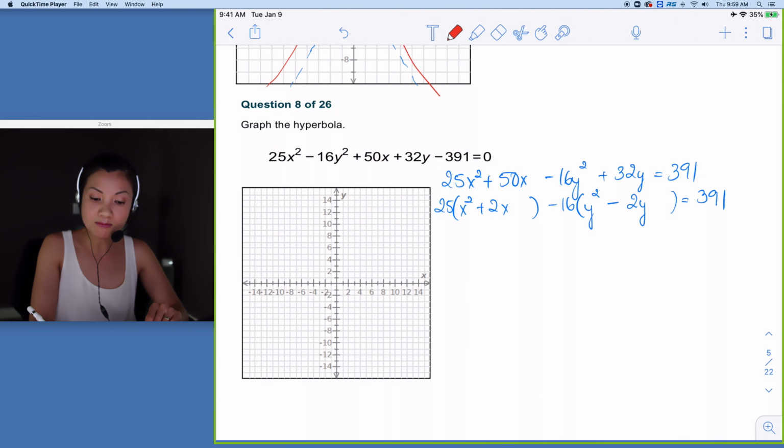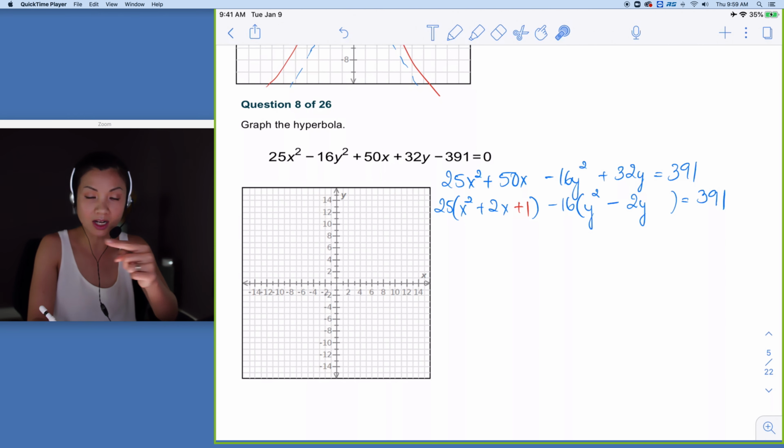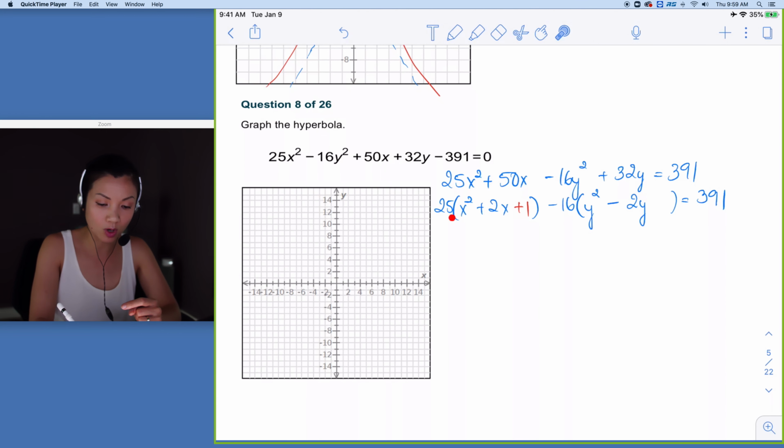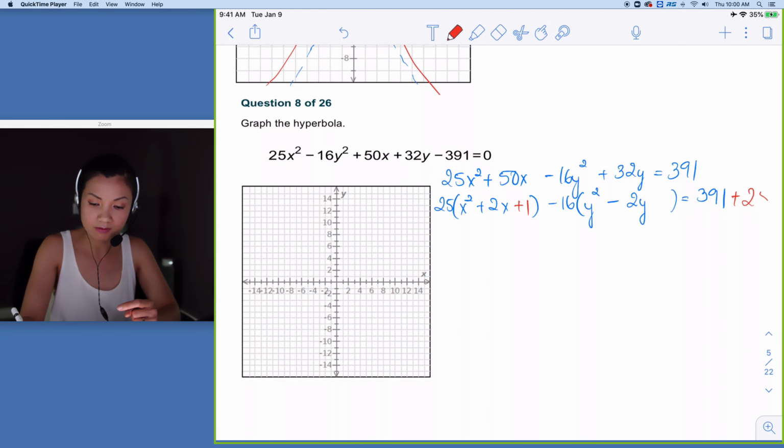You're going to take b, divide by 2, and square it. So in this case it is plus 1. Now don't forget that we're adding 1 here. We have to add the same number. But if you add 1 to this side, that would be wrong because 1 is inside the parenthesis and you have the 25 as a coefficient right there. So we have to add 25.